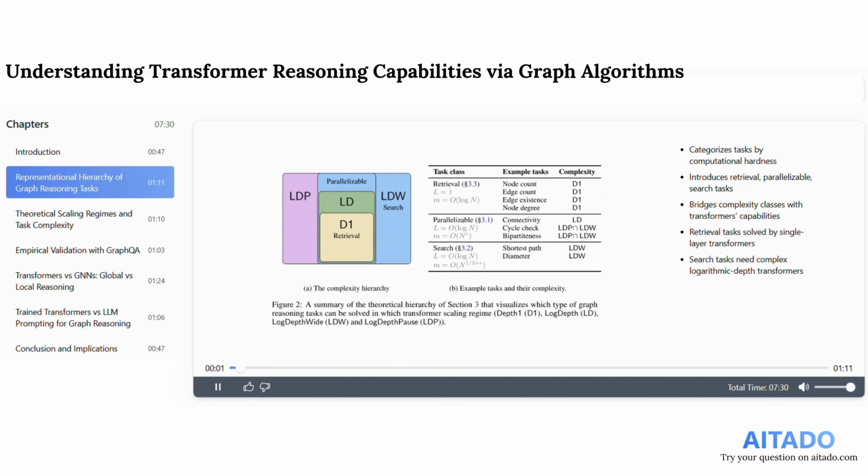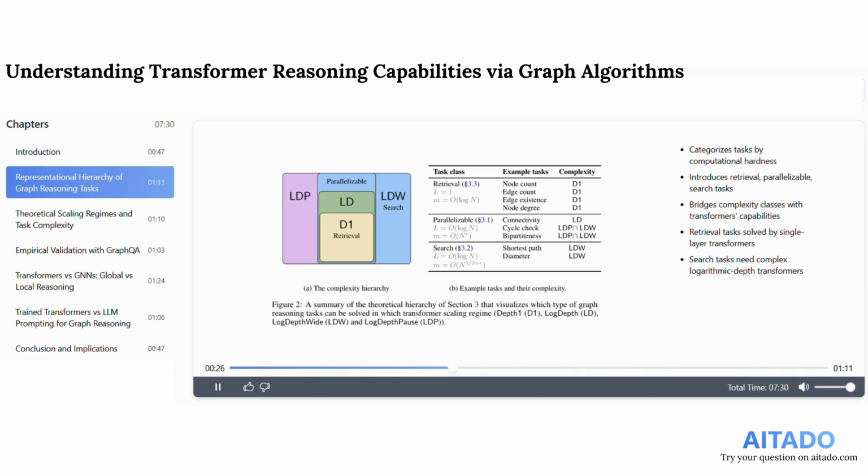Building on the foundational aspects of transformers' capabilities, we delve into the representational hierarchy of graph reasoning tasks, segmented by their computational difficulty. This hierarchy helps map out the types of tasks based on their complexity and the corresponding transformer requirements. The illustration highlights three main categories: retrieval, parallelizable, and search tasks.